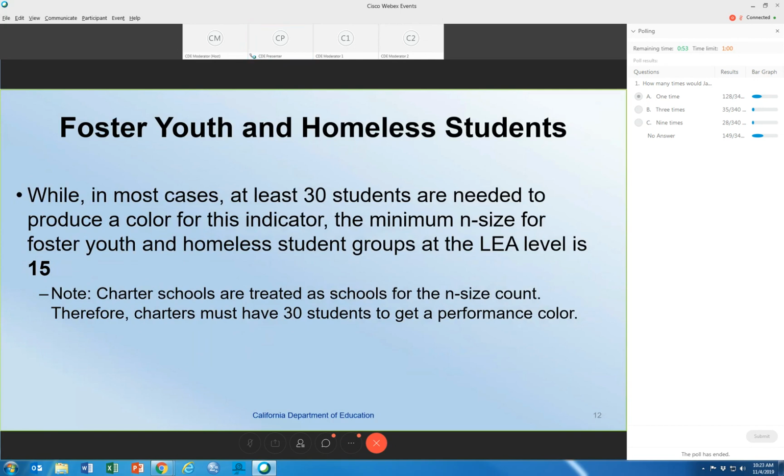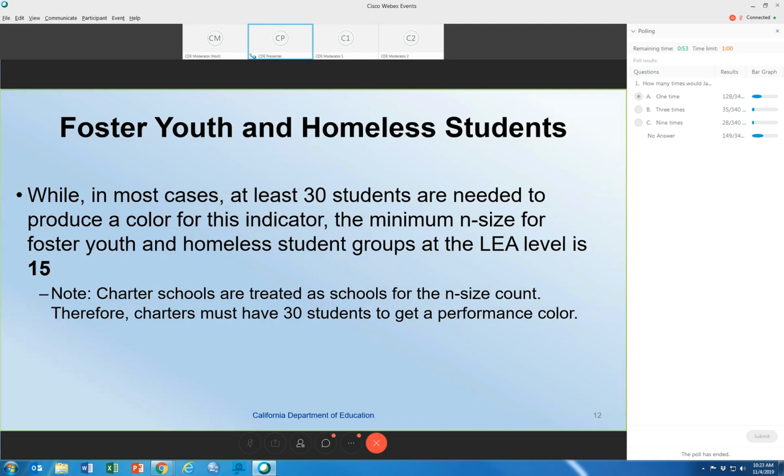So slide 12 was referring to the different N size or population size for foster youth and homeless students at the LEA level. So this applies to all of the indicators on the California School Dashboard. It's very important to note that the population size required to get a color for foster youth or homeless at the district level or LEA level is 15. And again, this applies to every indicator.